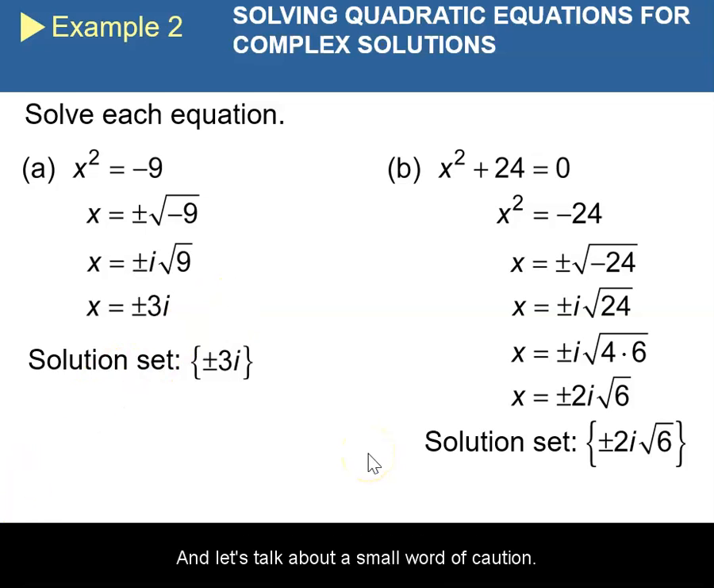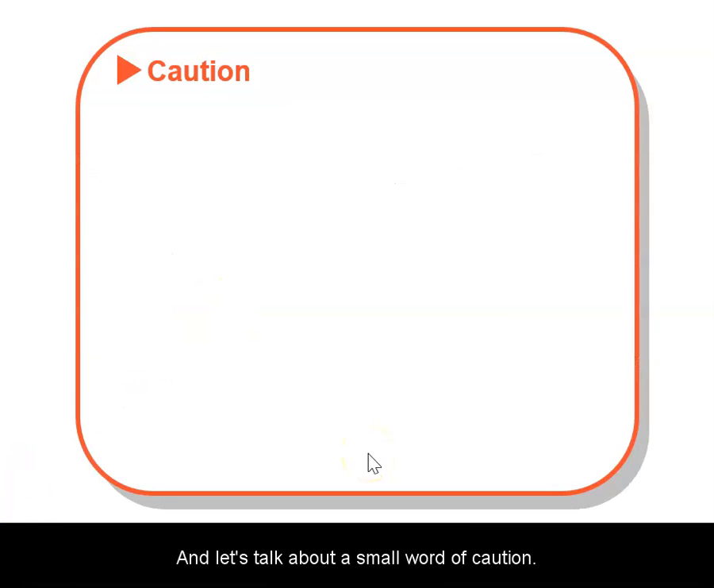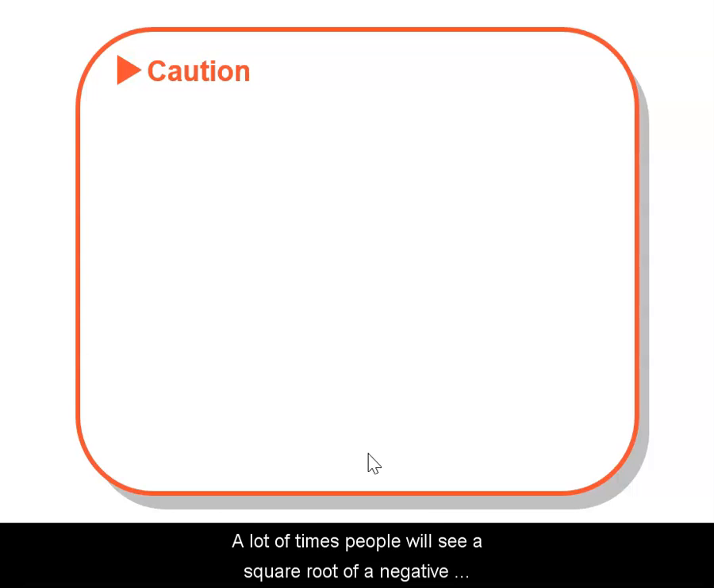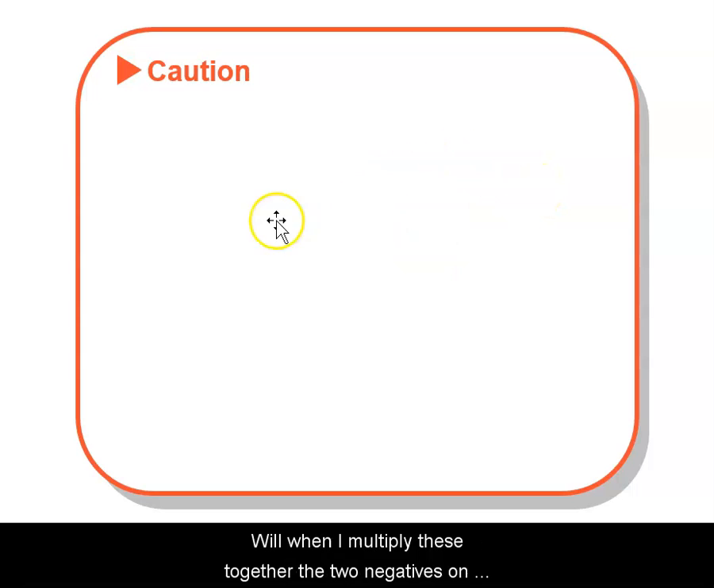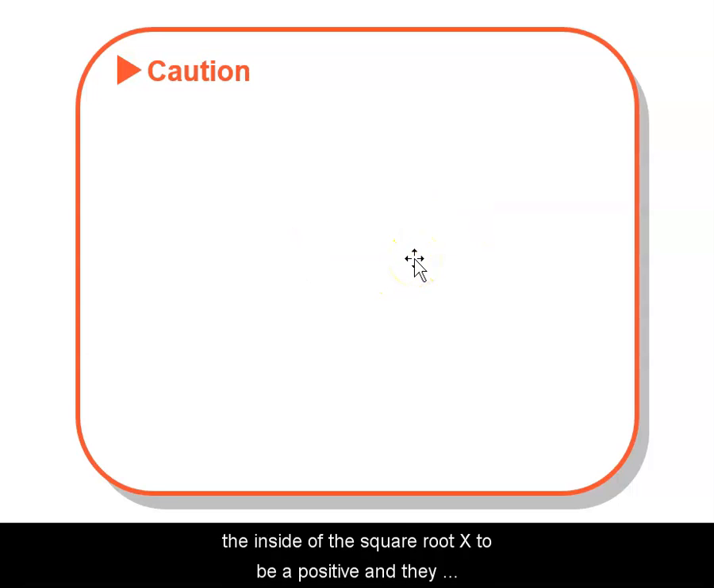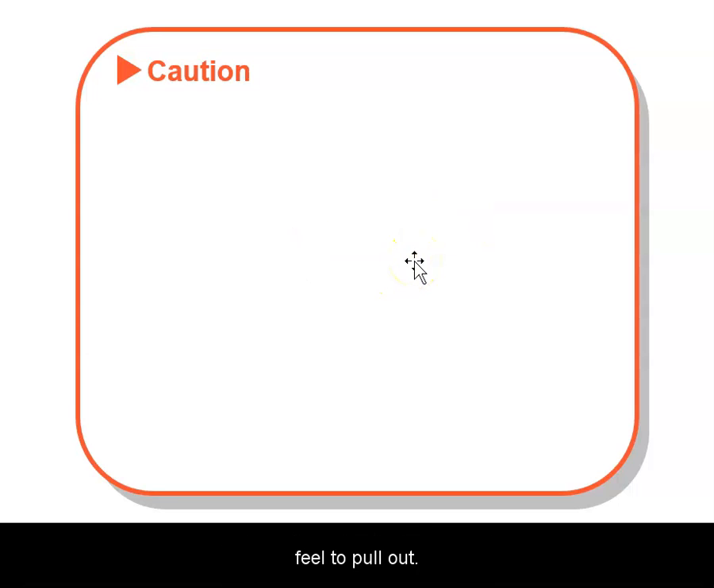Okay. Now let's talk about a small word of caution. A lot of times people will see a square root of a negative times another square root of a negative, and they're like, hey, well, when I multiply these together, the two negatives on the inside of the square root multiply to be a positive, and they fail to pull out the negative term, right? The i term. And so you want to make sure that you're pulling out the i whenever you have a negative square root before you do anything.